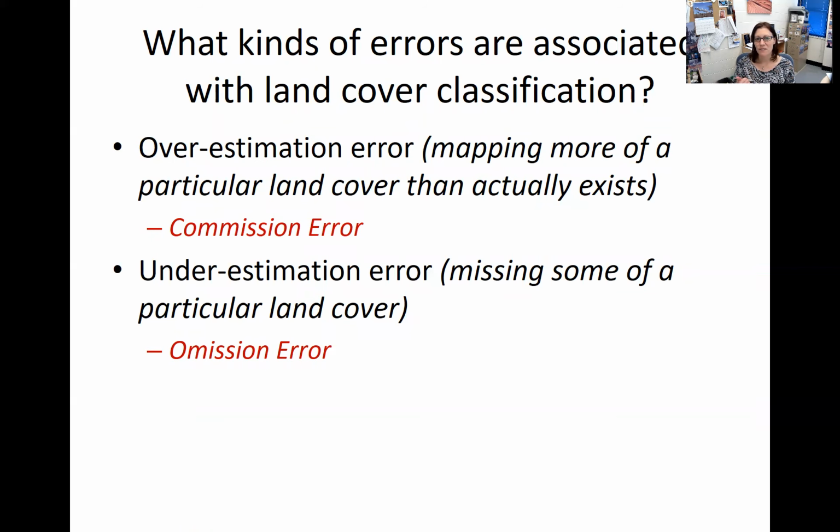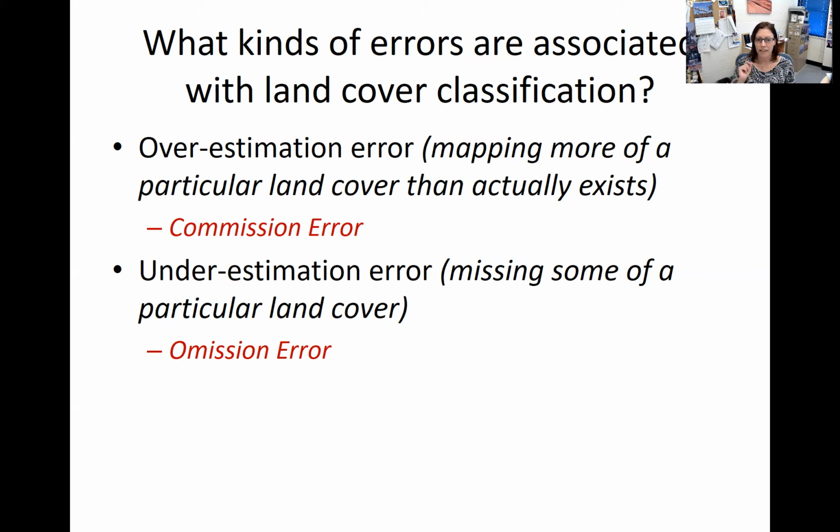So those are two types of map errors, just so that you've heard of these words in case anyone ever mentions them to you. There is overestimation error. That is, the map says it's forest when you go there and it's actually not forest. So that is overestimating the amount of forest, and that is commonly termed commission error.